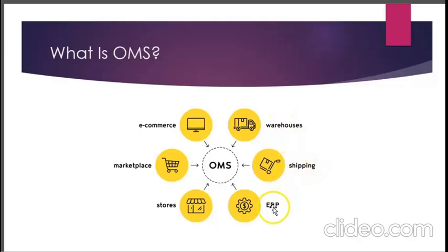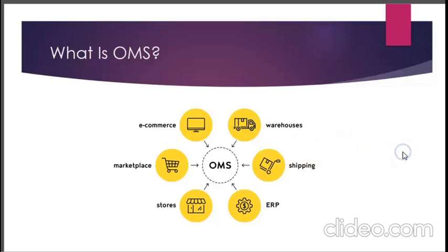Okay, so the OMS connects with the commerce, payment, inventory, nothing but the warehouses, shipping providers, ERP, and payment. So there may be multiples. These are the basics. That's why I'm calling it a central brain. Now I hope you got an idea of what OMS is.